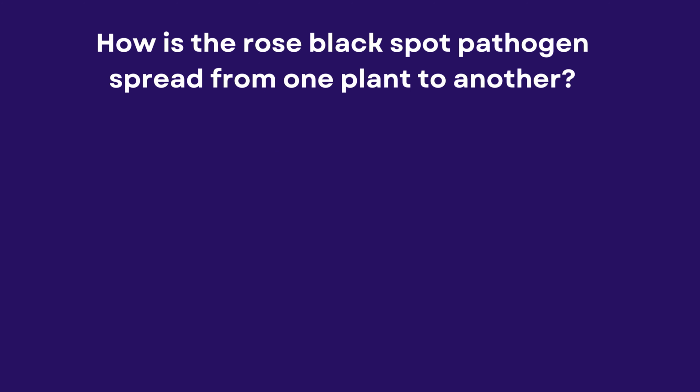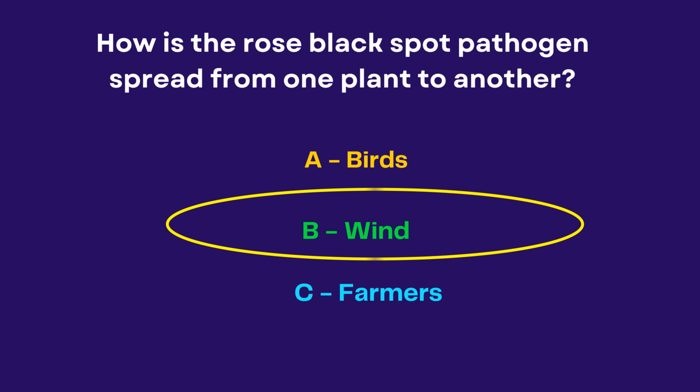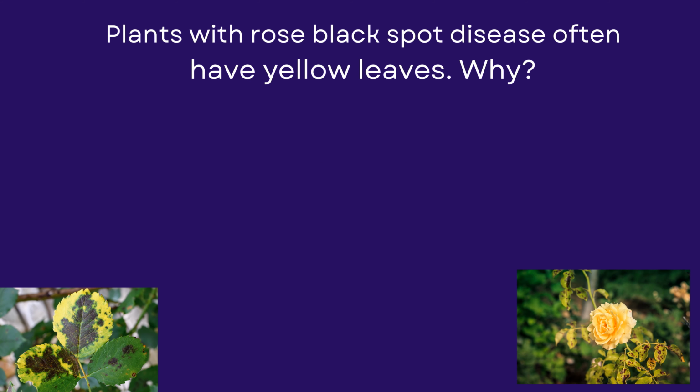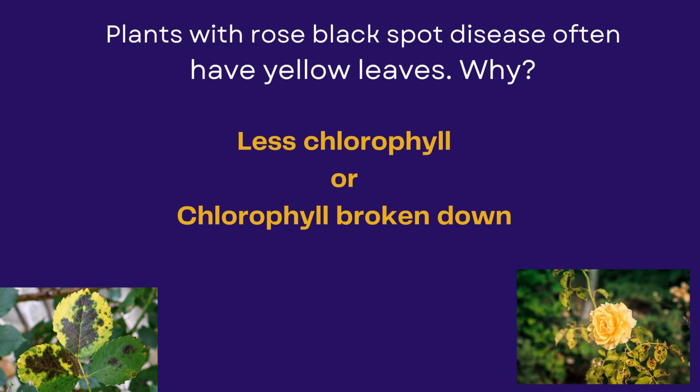How is the rose black spot pathogen spread from one plant to another? Is it A, birds, B, wind, C, farmers? The answer is wind. Plants with rose black spot disease often have yellow leaves. Why? Less chlorophyll, or if you said chlorophyll broken down, you can get the mark.